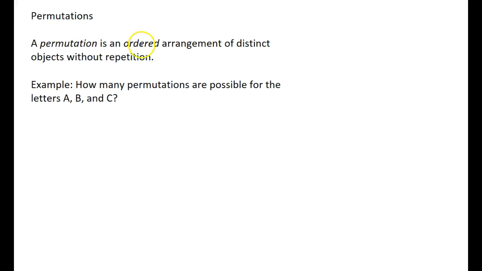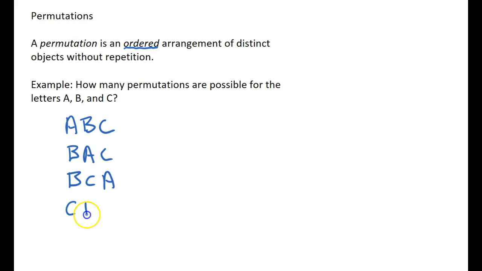A permutation is an ordered arrangement of distinct objects without repetition. And ordered is a key word, okay? So let's do a real simple example. How many permutations are possible for the letters A, B, and C? Well, of course, we can do ABC. We can do BAC. We can do BCA. We can do CBA.